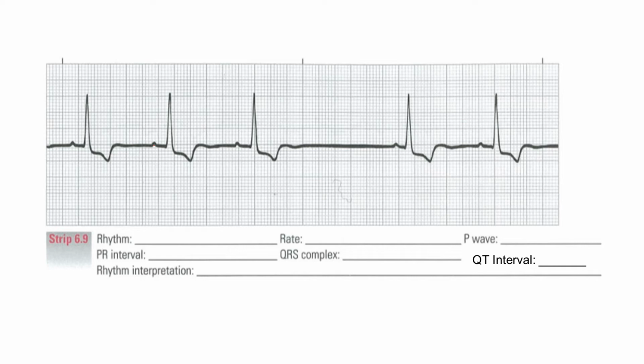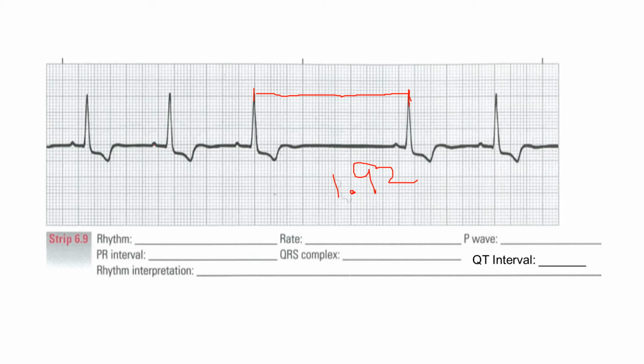And don't forget, you should measure your pause. When you measure your pause, you count how many boxes between R to R of the pause. I counted those, and it comes to about 48 boxes. Again, you can count 5, 10, 15, 20, 25, 30, 35, 40, 45, 46, 47, 48. So you have about 48 boxes. You multiply that by 0.04, and that comes out to a 1.92 second pause.